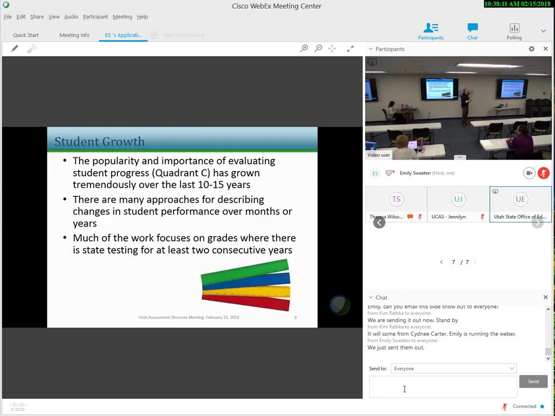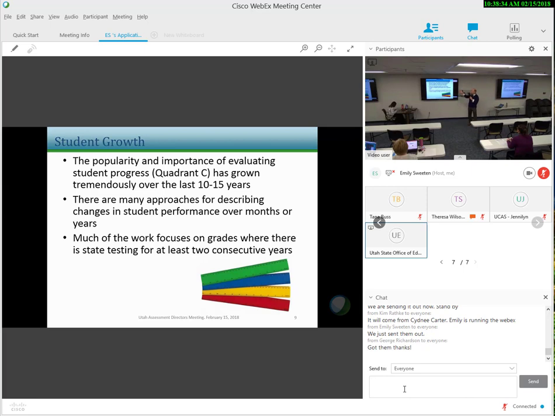So this grew out of this conversation about student growth. And there's no question that, in Dale's quadrant C, the focus on student growth has increased dramatically over the last, I would say, 15 years. I was going to say 10 originally, and then I realized I'm getting older too. So it really has been about 15 years.